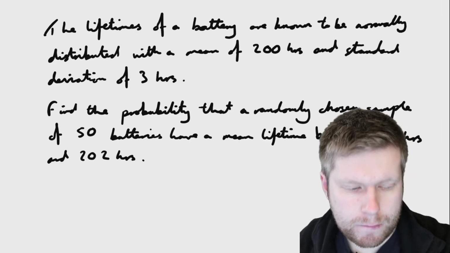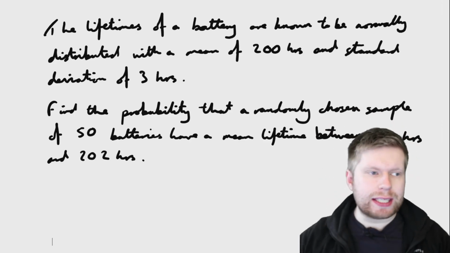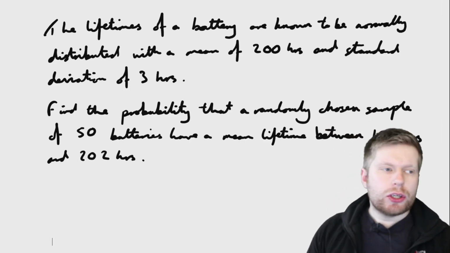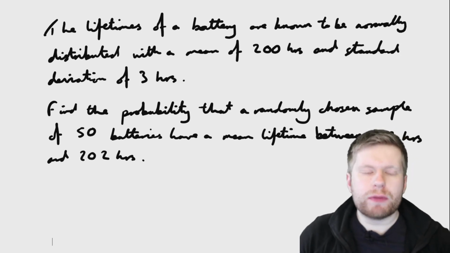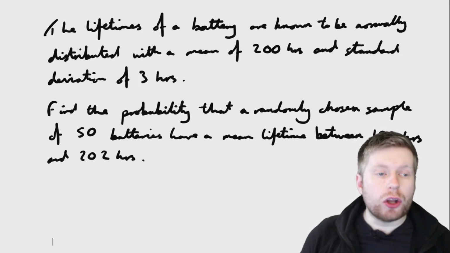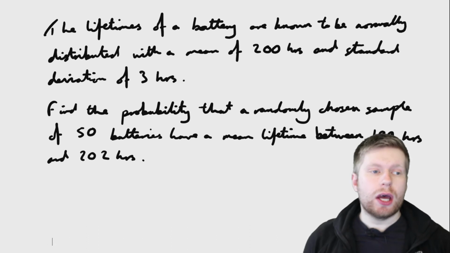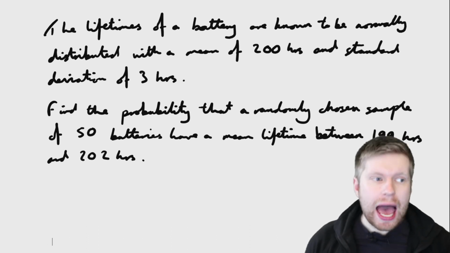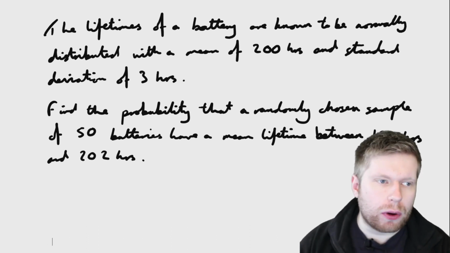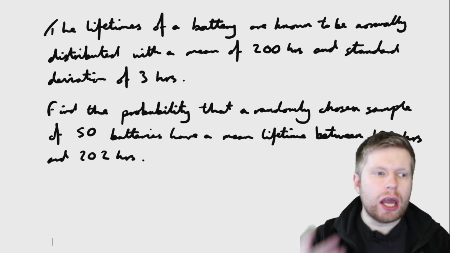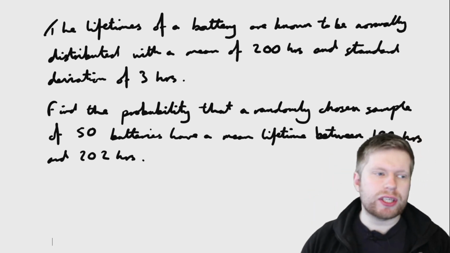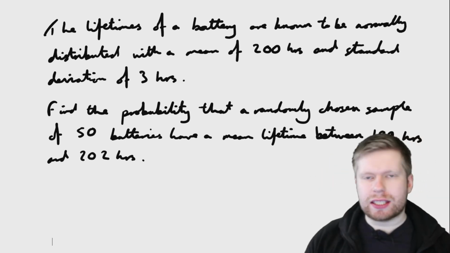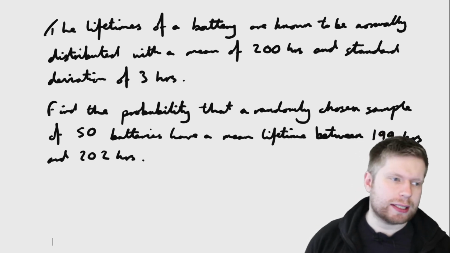Okay, so let's quickly go through this example question together. We're told that lifetimes of a particular type of battery are known to be normally distributed with a mean of 200 hours and a standard deviation of 3 hours. So you go out, you buy a battery, you expect it to last 200 hours, but there's going to be a little bit of deviation, so the standard deviation is about 3 hours each side.